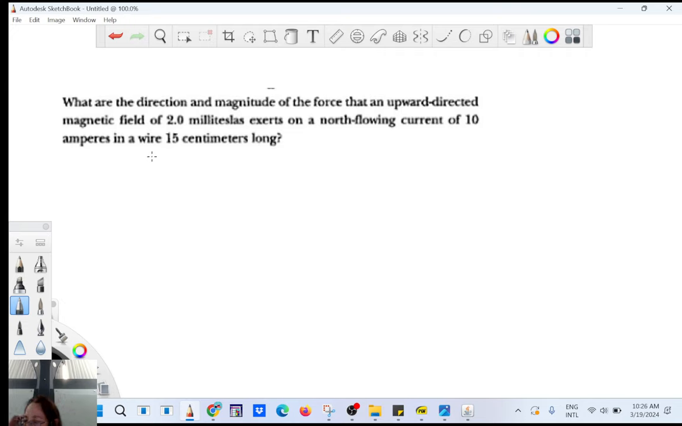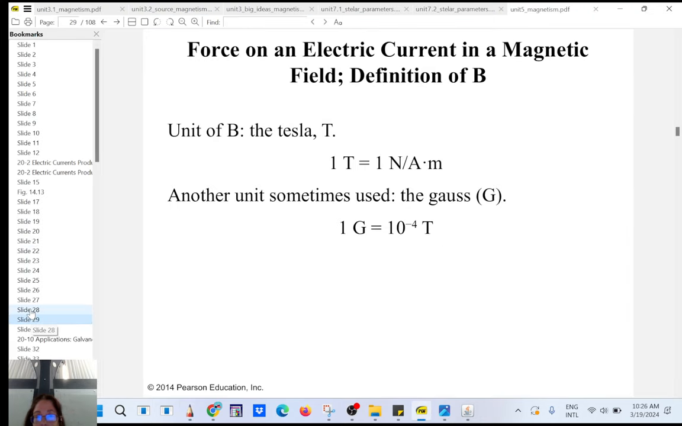I have a quick question. Yes. Tesla is Newton per ampere times meters? Yeah, so it's Newton per ampere meter. No, A is for amp. This is the unit for amp. So Newton per... No, because this one is at the denominator. Okay, it's a good question. By the way, that's how the Tesla was defined. The unit was defined using the magnetic force, the current, and the length of the wire.